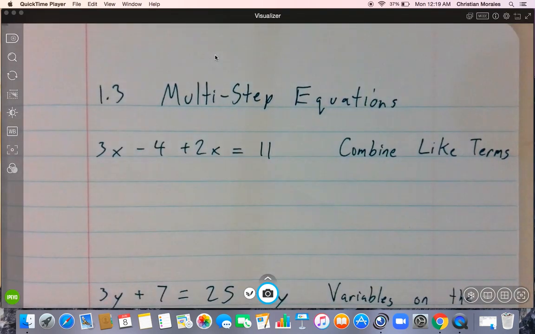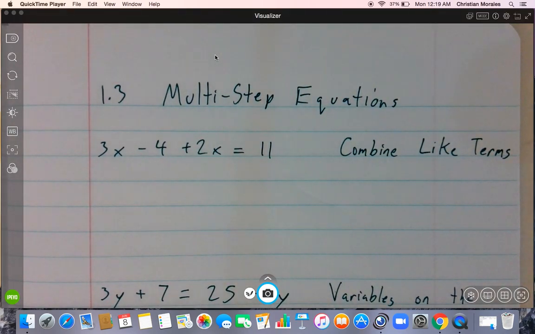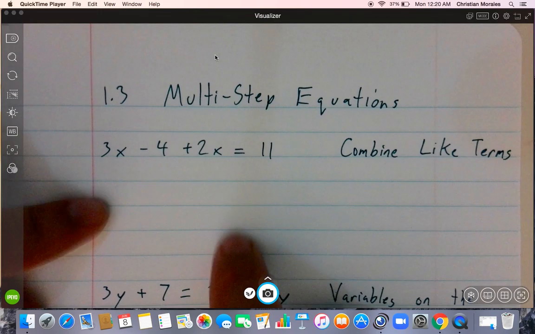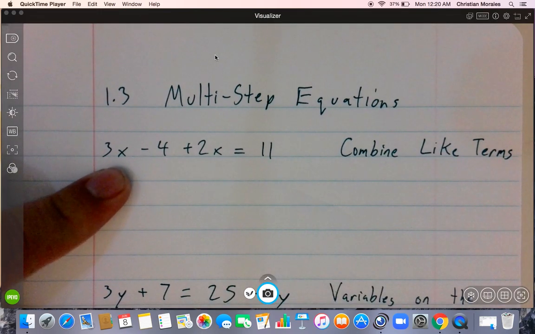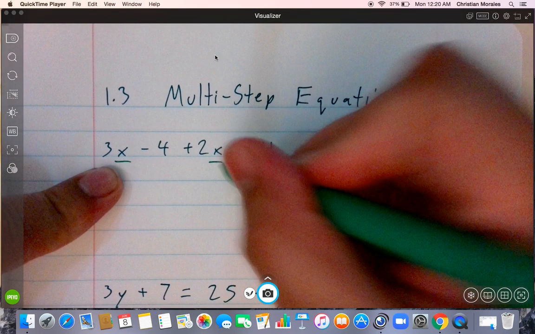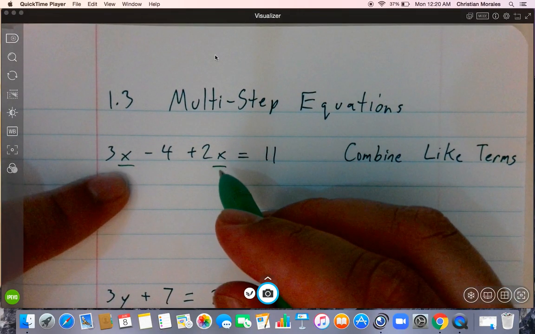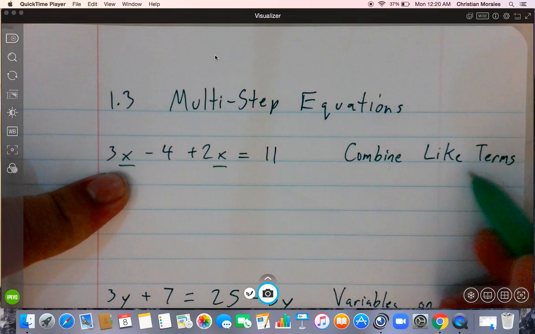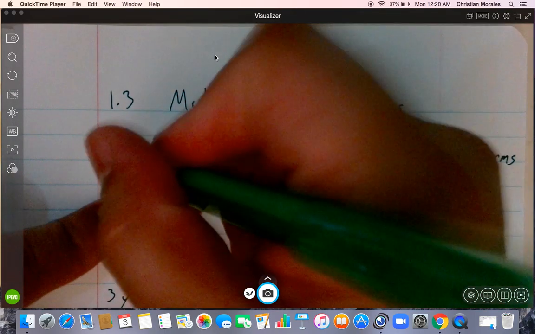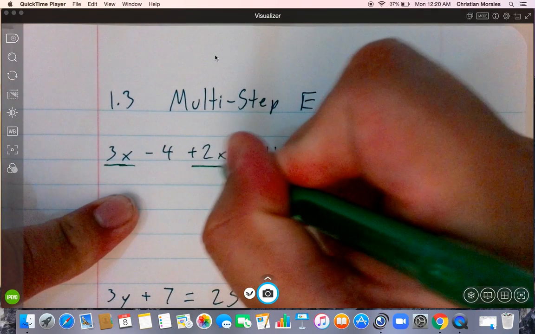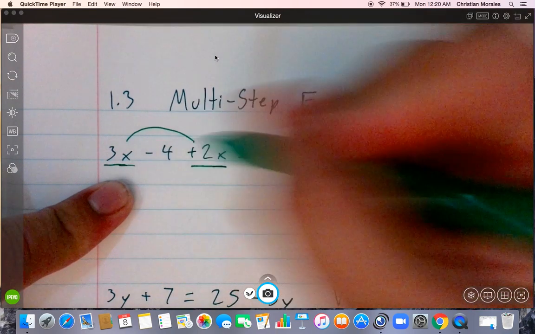All right, so the third lesson for today is multi-step equations. Usually when you have variables on both sides or more than one variable on the same side, it requires a little bit more steps. So here, you notice you have two x's right here. You have a 3x and a 2x. Well, when you're solving for x, remember, you want the x by itself, but when you have two x's, what you want to do is combine your like terms. You want to put these terms together. So 3x and positive 2x should be combined.